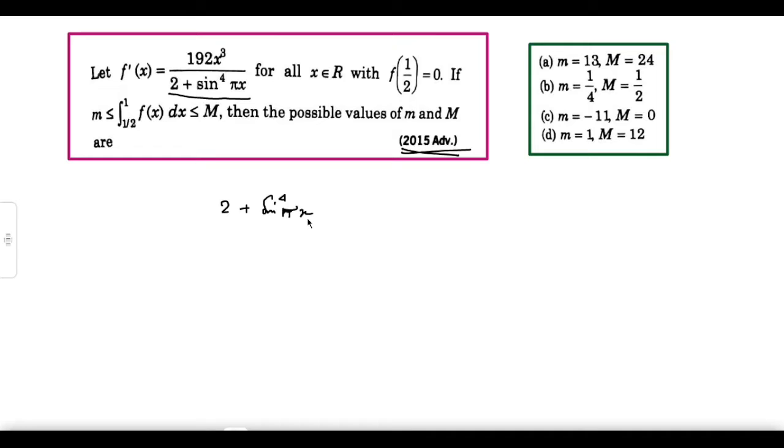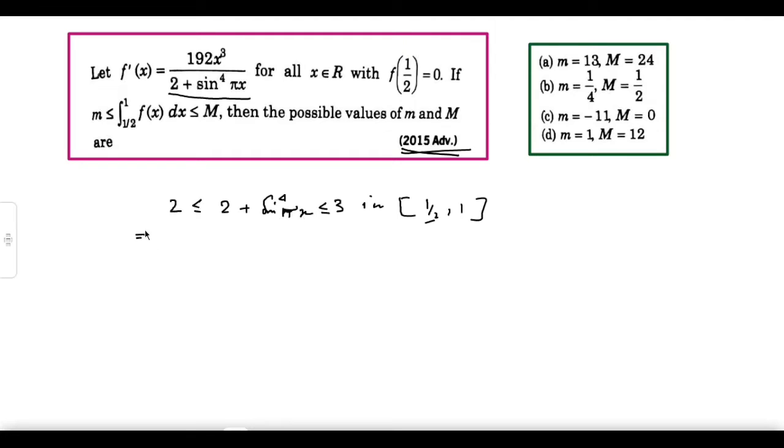Obviously this is a decreasing function in the interval half to 1, and here the integration is given from half to 1. So we consider x belongs to half to 1, and in this interval this function is decreasing. That is, this function gives the maximum value at the point half, and if you put x equal to half here, you will have it is less than 3. This is the maximum value of this function, and it gives the minimum value at the point x equal to 1. If you put x equal to 1, then you will have 2.